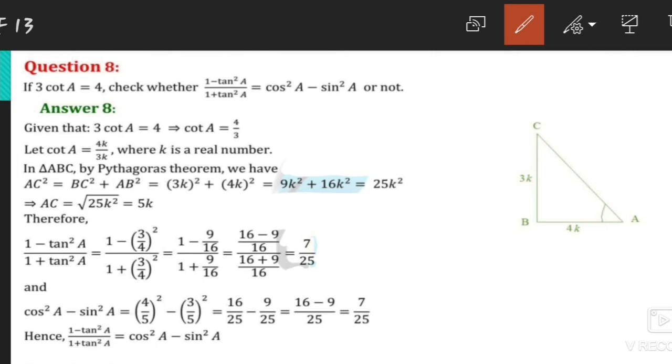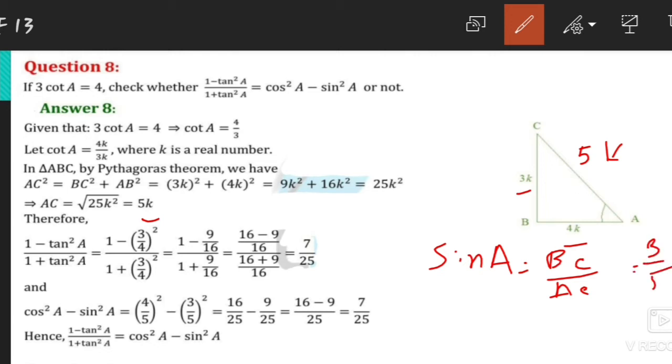Okay, so here the length of the opposite side is given as 3k, the adjacent side is 4k, and you have evaluated the value of the hypotenuse as 5k. That means sin A is equal to opposite by hypotenuse, that is BC by AC. So the value will be 3 by 5, right? Similarly, cos A is AB by AC, that is 4 by 5.